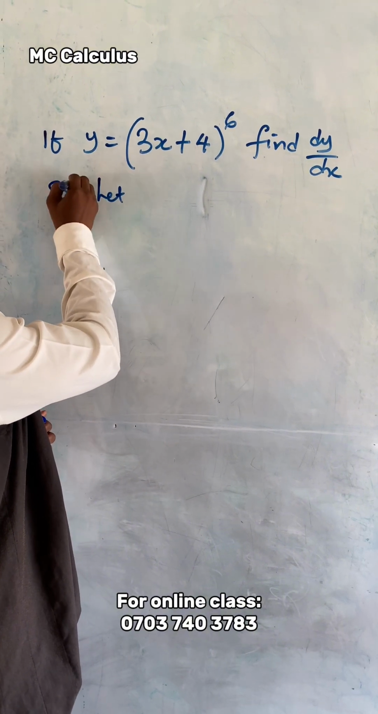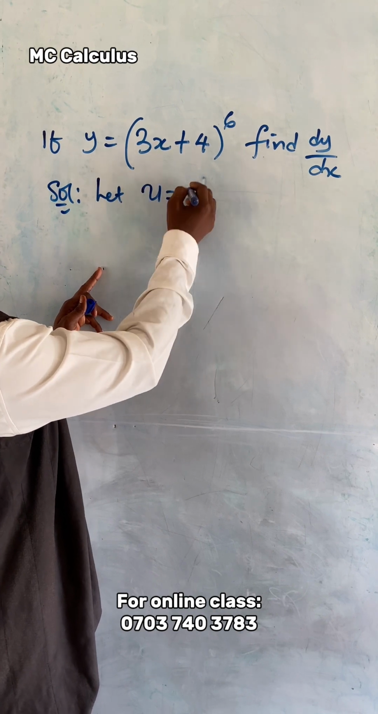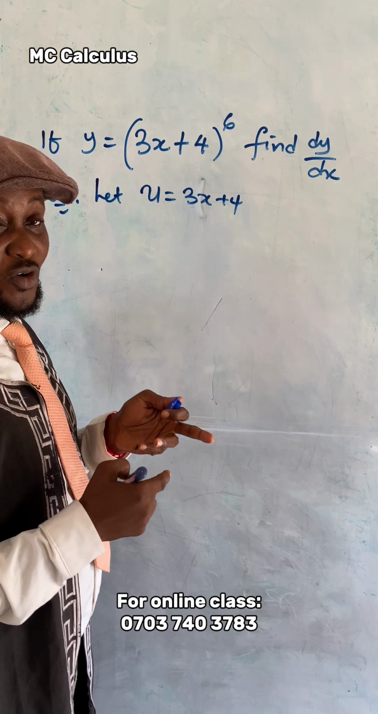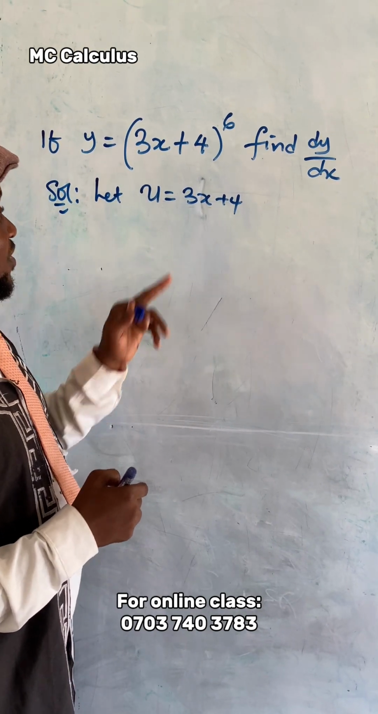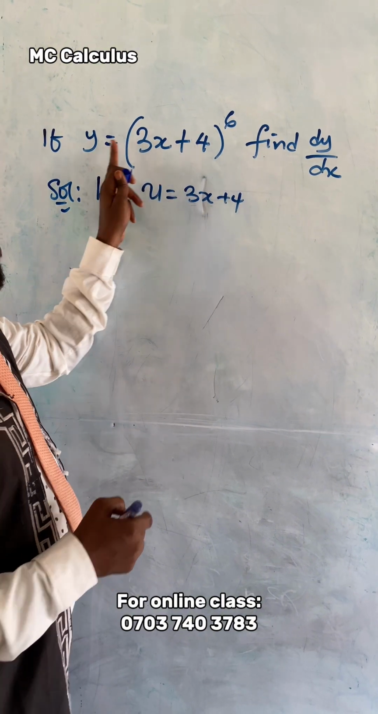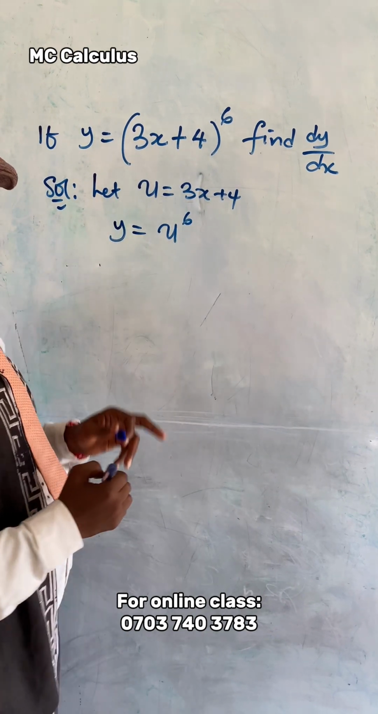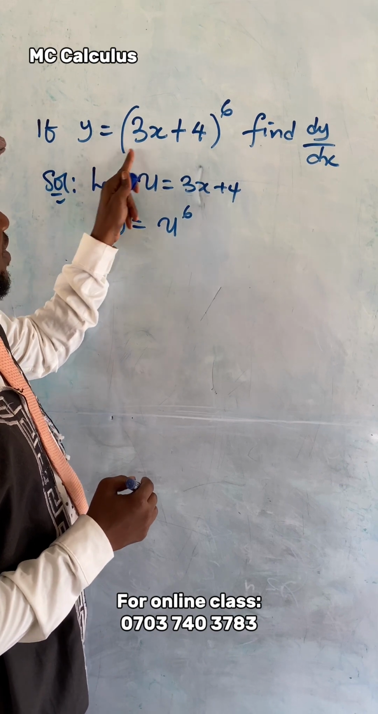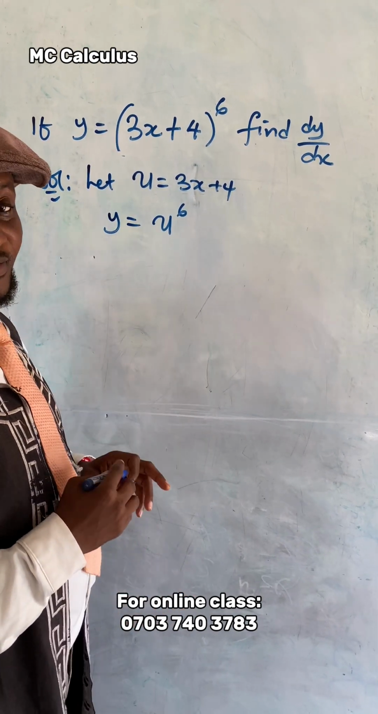Solution. Let u equals 3x plus 4. That is, this is inside that bracket. Let it be 3x plus 4. And now if we represent 3x plus 4 as u, it means that my y will now be u to the power of 6. And so we have represented this expression y equals (3x + 4) to the power of 6 as y equals u to the power of 6.